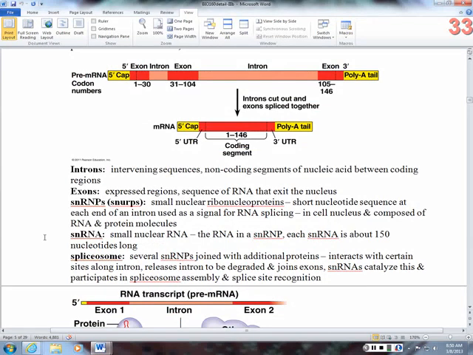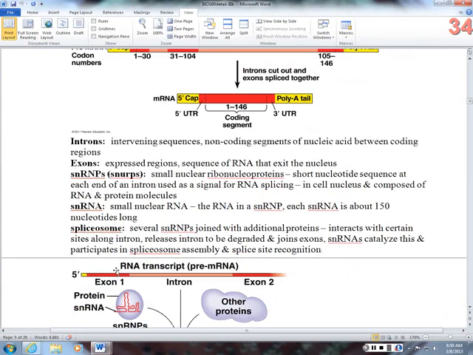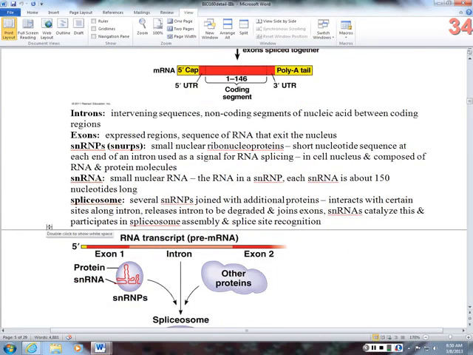So they have these things they call SNRPs. They're small nuclear ribonucleoproteins that recognize short nucleotide sequences at the end of each intron. And it's going to be used as a signal for the RNA splicing. So when it's deciding which of those introns and exons it wants to use, the SNRPs are going to help it in its decision making. Your snRNAs, your small nuclear RNAs, are going to be about 150 nucleotides long.